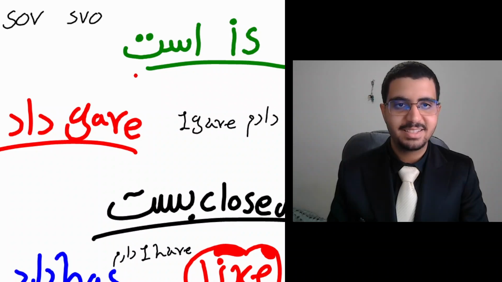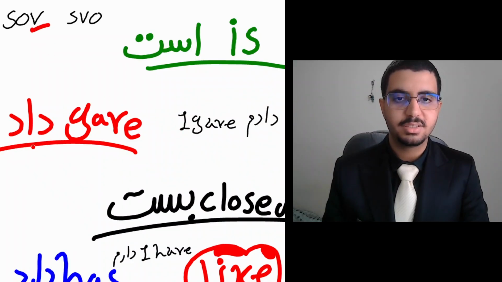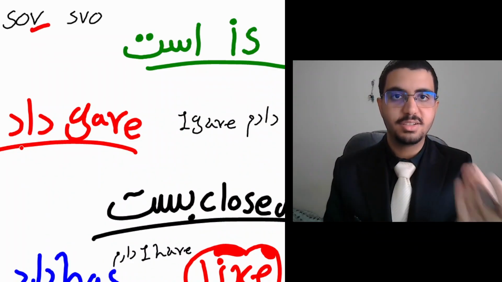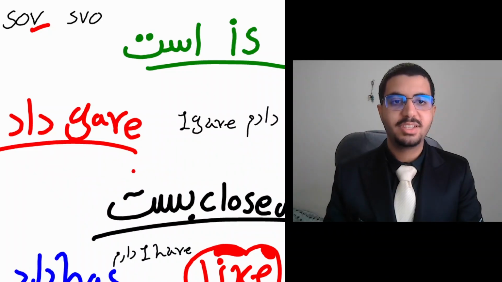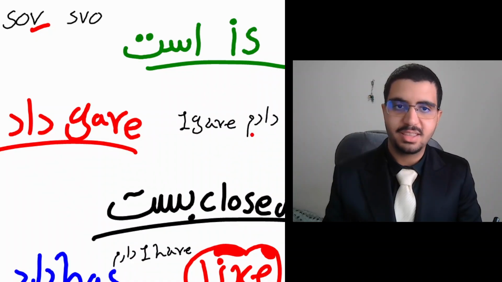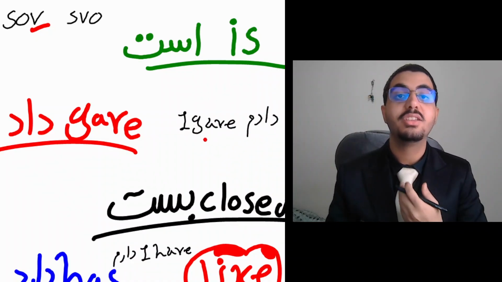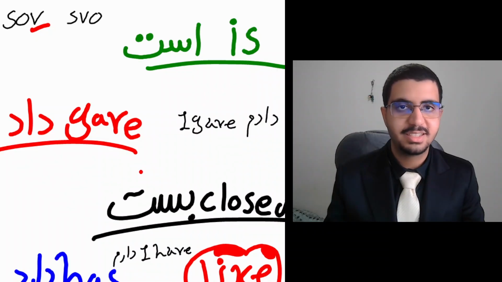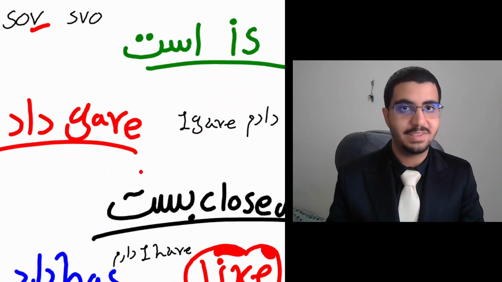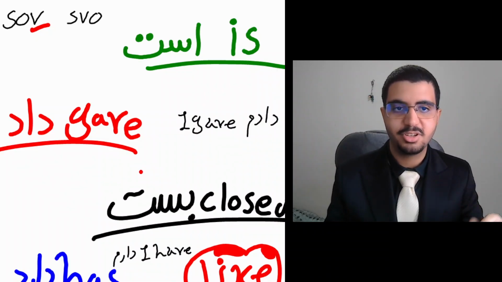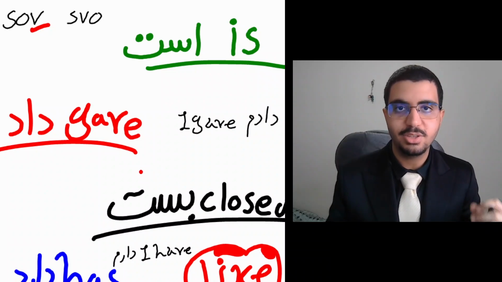Ast means is. And like I said, ast always comes at the end of the sentence. Dad means gave. If you want to say I gave, you would say dadam. You would just add an am at the end of dad and you say dadam. Now today we have a long lesson on verbs in Persian, so wait for it. We're gonna expand this subject a lot more and teach you everything that you need to know. Trust me, you're gonna learn a lot, and it's really simple.